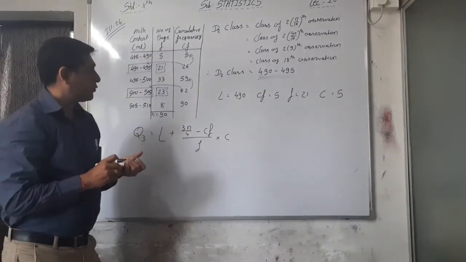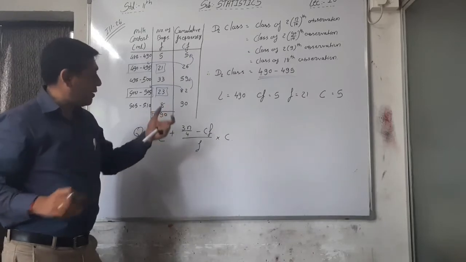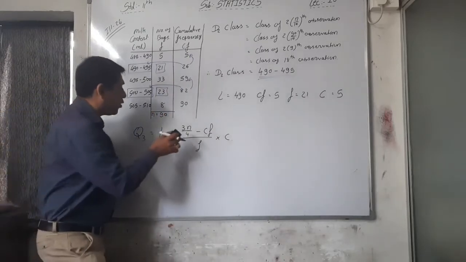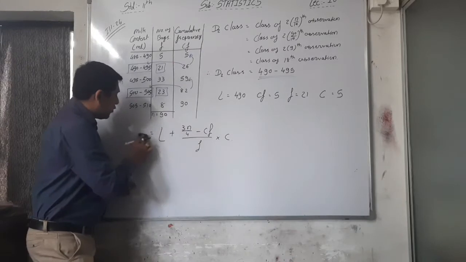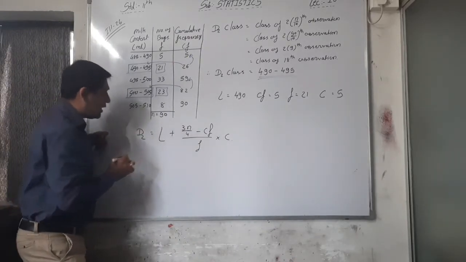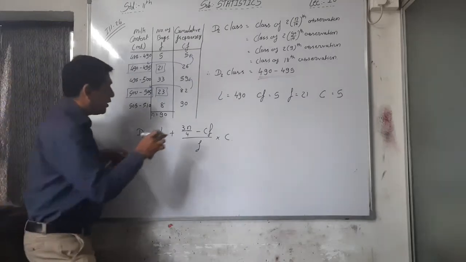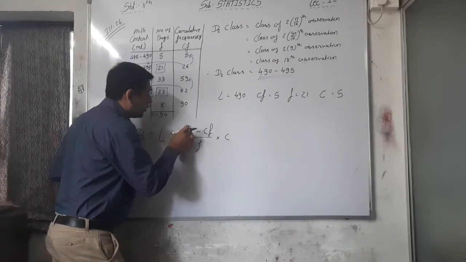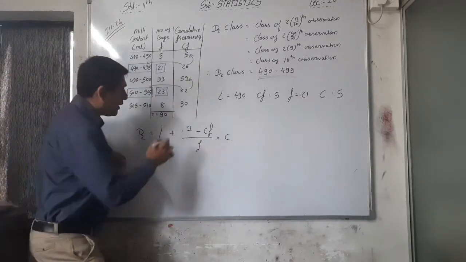So here the formula is the same, but we have to change only this one. Other than Q3 we have to write D2, and here we just have to write 2n by 10.